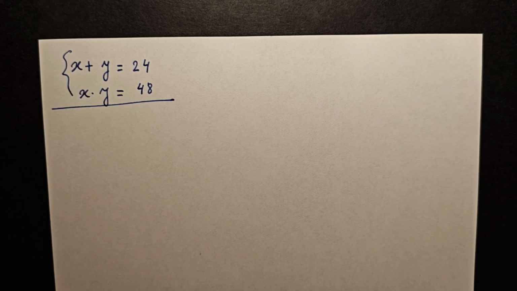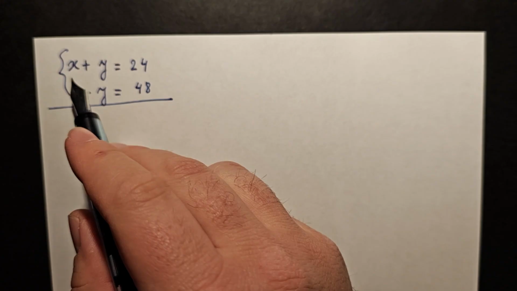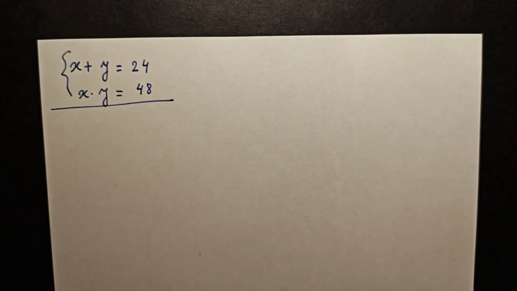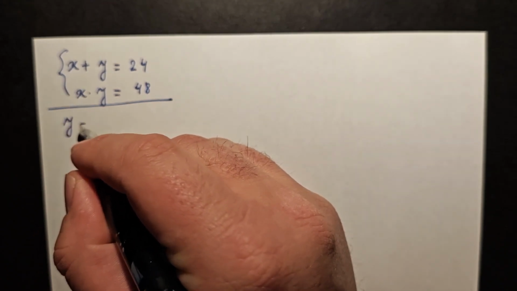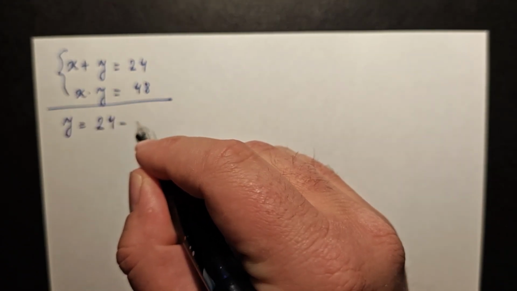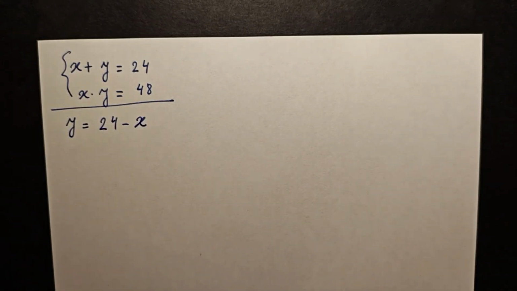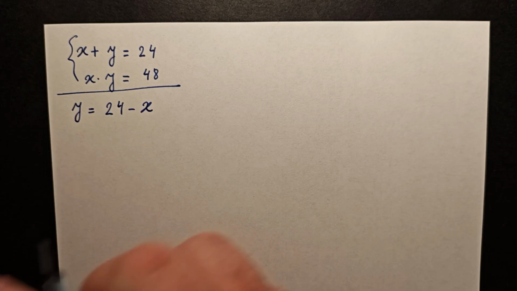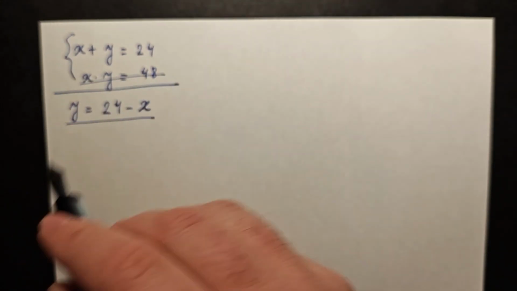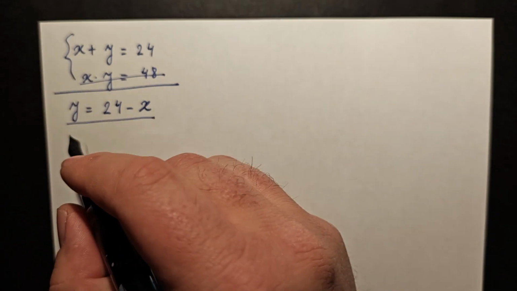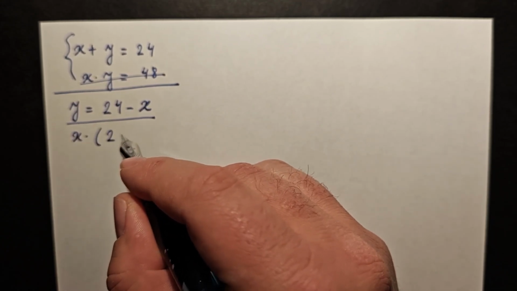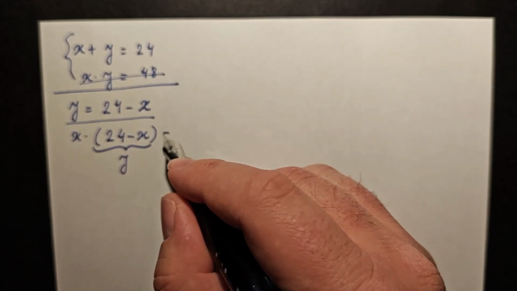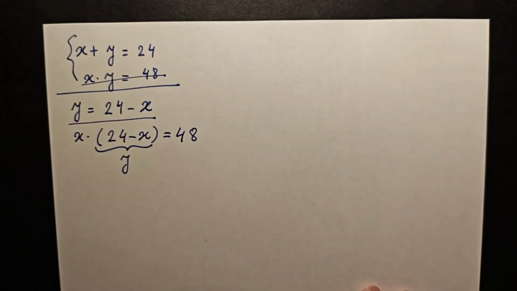So the first way is going to be, we are going to take the first equation, x plus y is equal to 24, and we are going to express y in terms of x. So we get 24 minus x. Now we can plug this result for y into our second equation, and thus we get x multiplied by 24 minus x, this was y, and that is equal to 48.